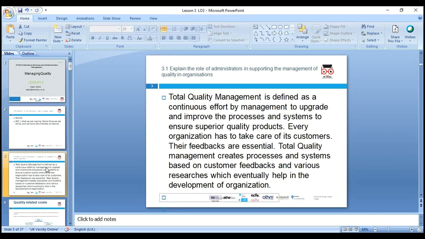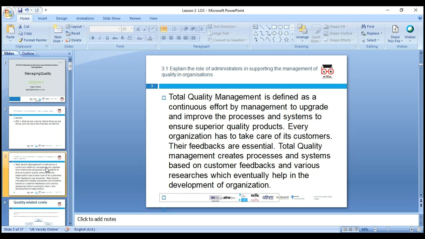So first we'll go to assessment criteria 3.1: explain the role of the administrator in supporting management of quality in an organization. Here we're looking at the administrator, the quality, and the organization. An organization is an artificial person, that is the definition of an organization. They should treat other people well, so they should provide quality products that do not harm the health of people, if we are dealing with medicine or those kinds of products.